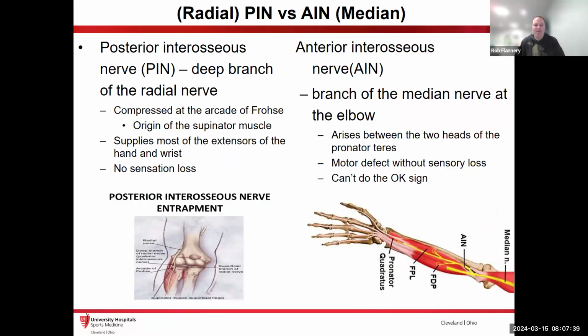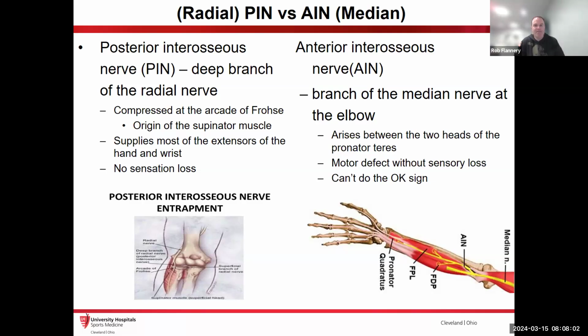They've gotten away a little bit from using named anatomic structures, so I think it's more important to remember that supinator muscle supplies most of the extensors of the hand and wrist. There's no sensation loss with this, so that's a big one. So that posterior interosseous nerve, supinator muscle origin, and no sensation loss.